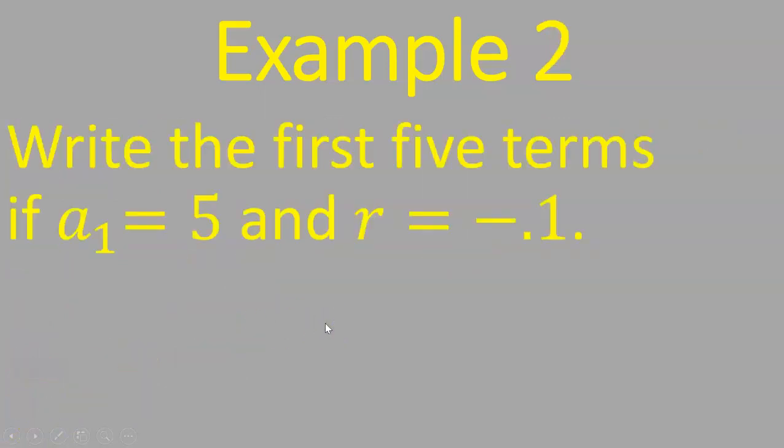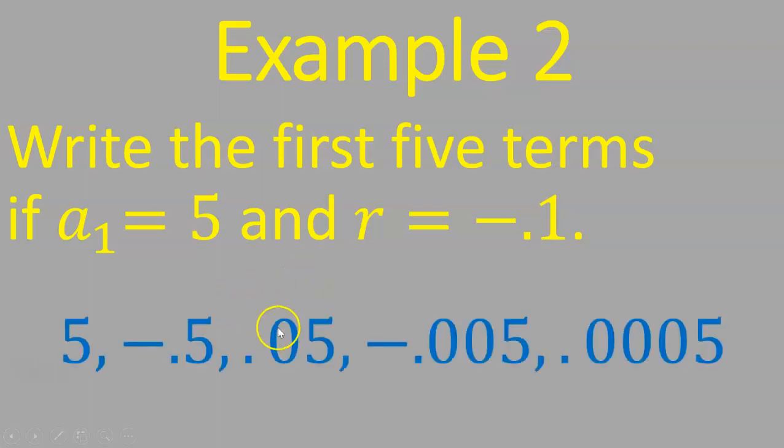Second example, write the first 5 terms if A sub 1 is 5 and R is negative 0.1. Okay, here's what it is. You just take 5 and you keep multiplying by negative 0.1 over and over. So here we'll notice a pattern.